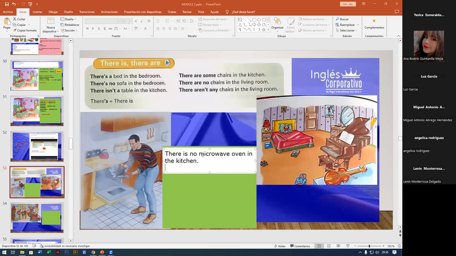Thank you. Let's continue. Ana Beatriz, give us another example. Can be singular or plural, affirmative or negative. Ana Beatriz, are you present? Jessica Esmeralda? Oh, yes, Ana. Okay. In negative? The one that you prefer, you decide. In the bedroom, no? Tell me in the kitchen, please. In the kitchen. There's no table in the kitchen. All right, that's good. There's no table in the kitchen.